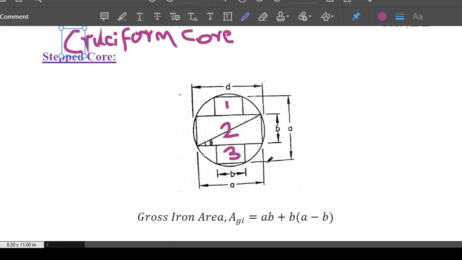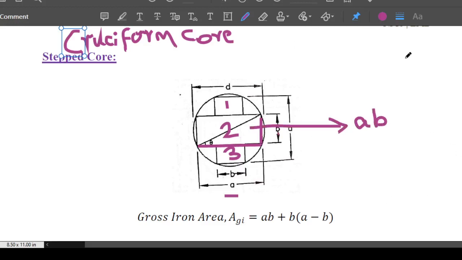If I consider the second section, that is this rectangular one, you know what the size is? It is A, and this side is B, so the area of the second portion is nothing but A into B.